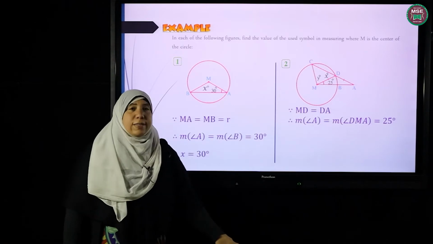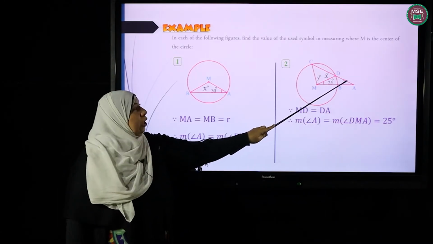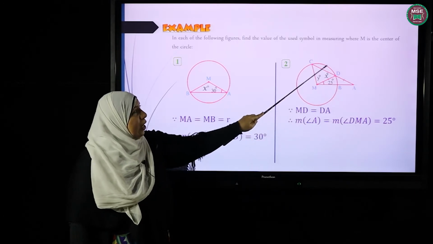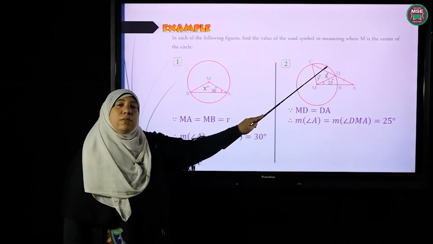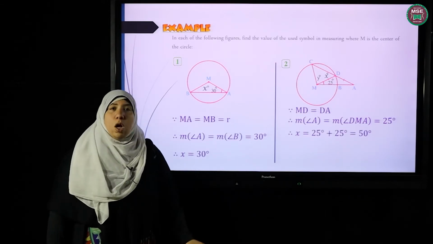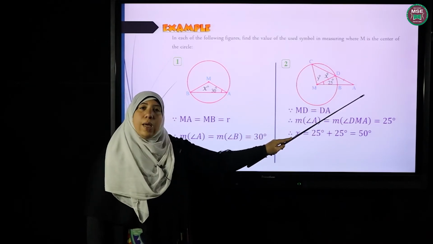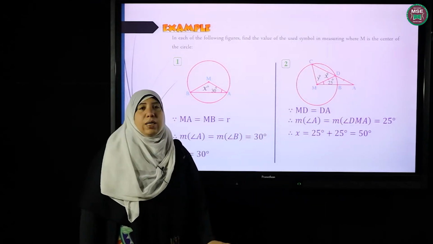x here is an exterior angle of this triangle. If you extend the line AD, it will give you an exterior angle here, x. So I can find x using the rule of the exterior angle, which is the sum of the two non-adjacent angles, equal to 50 degrees.